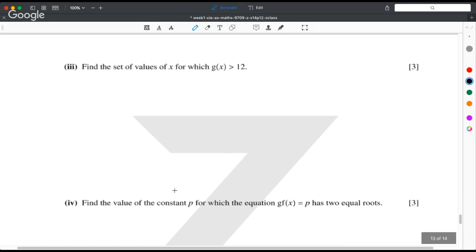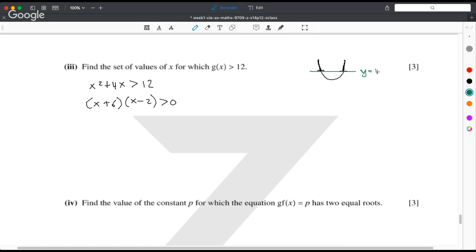Okay, so now they want the set of values of x for which g of x is greater than 12. So remember, this is our g of x, and they want where it's greater than 12. So we're going to say that x squared plus 4x is greater than 12. If we rearrange this, we can then factorize to (x plus 6)(x minus 2), and this is greater than 0. And remember that this is basically giving us the roots of the places where the parabola crosses the line y is equal to 12. So that's this point and this point.